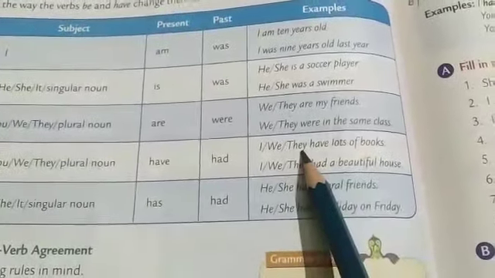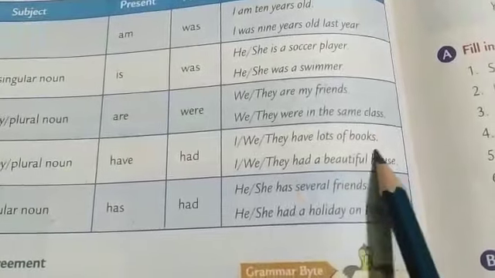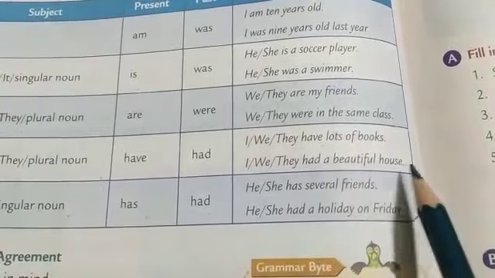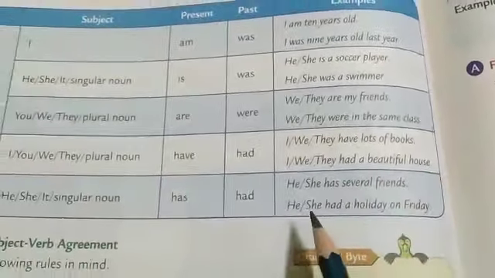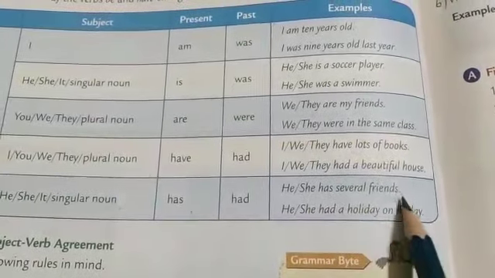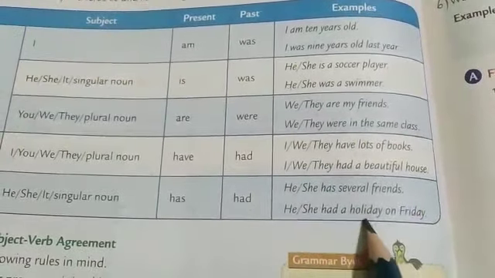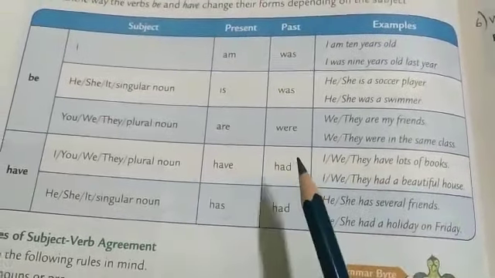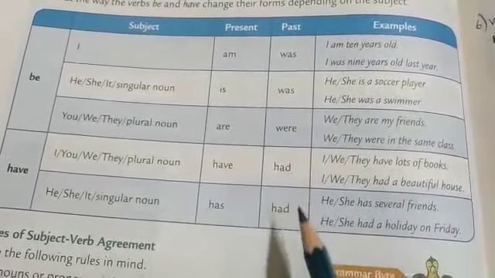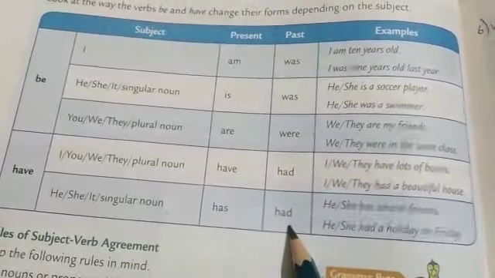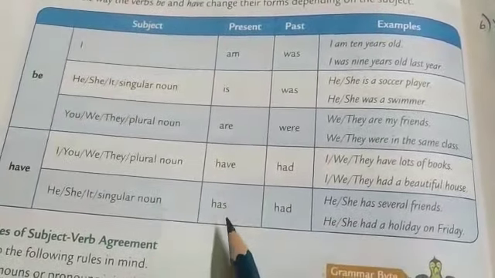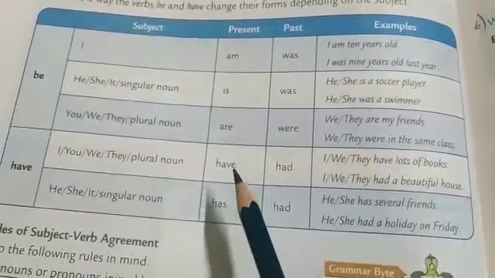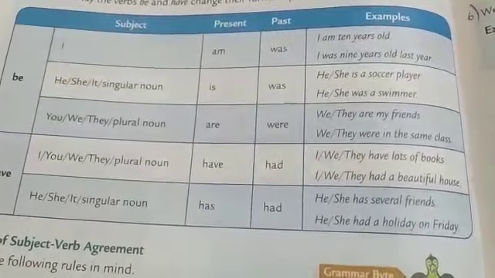Example, they have lots of books. They had a beautiful house. She has several friends. She had a holiday on Friday. So, in the past tense with singular and plural, with both we use had. But in the present tense with singular we use has and with plural we use have.